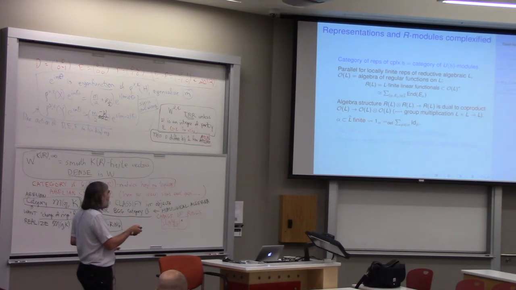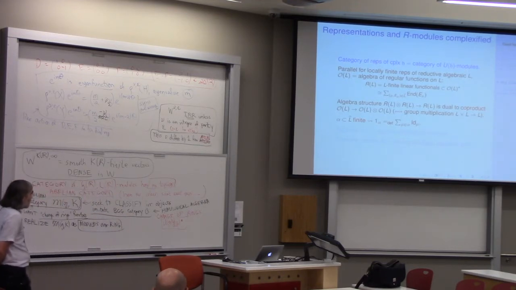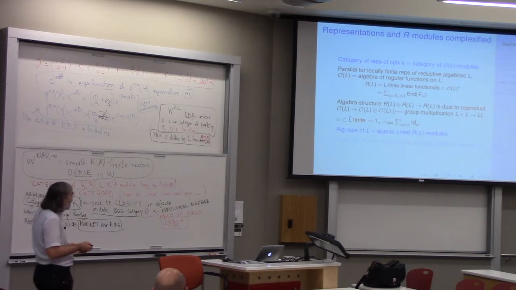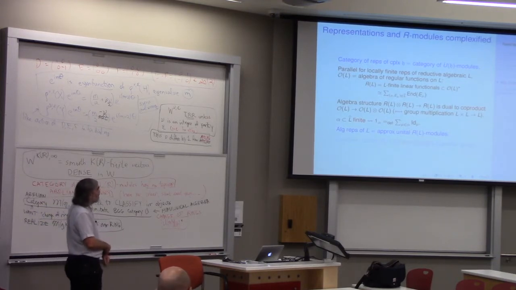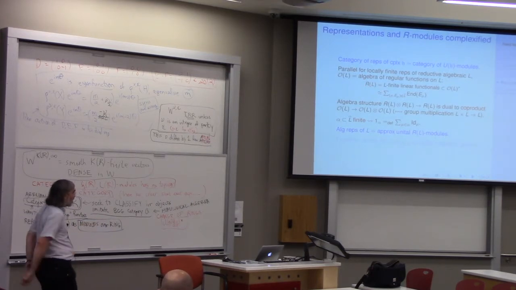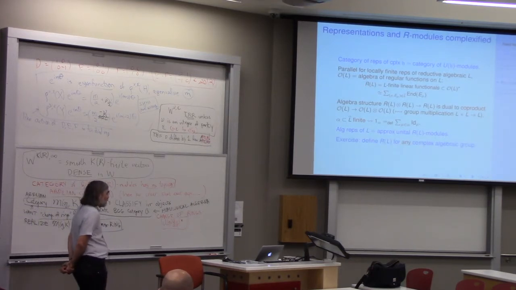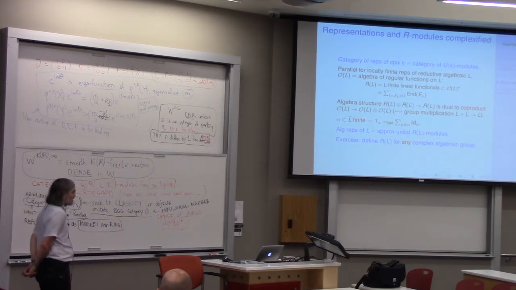And again, there are approximate identities, and what's true is that algebraic representations of this algebraic group L are the same thing as approximately unital modules for this ring R of L. And you can do the same thing. The fact that L was reductive doesn't matter here.